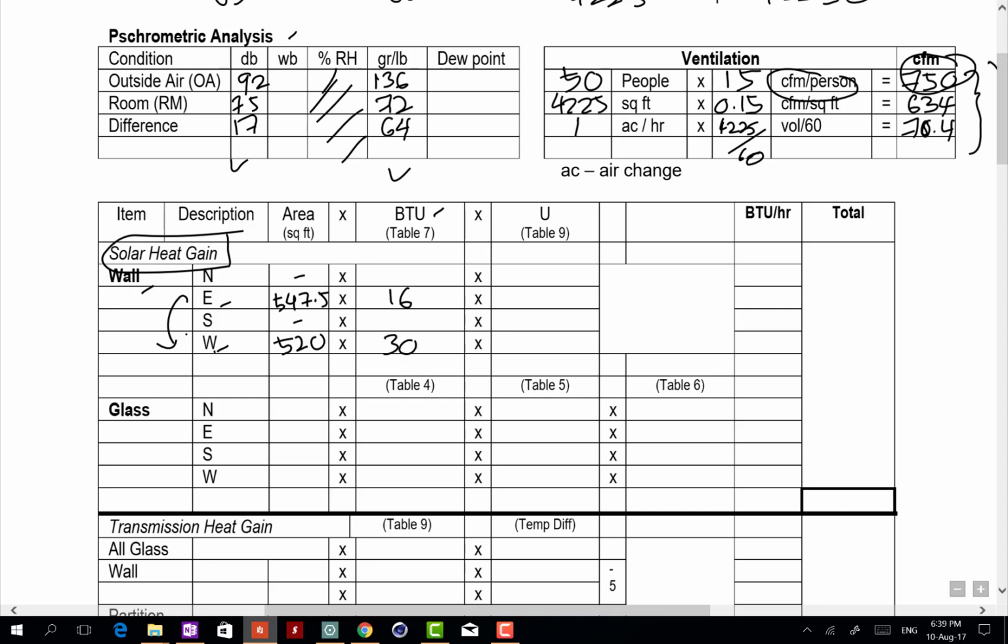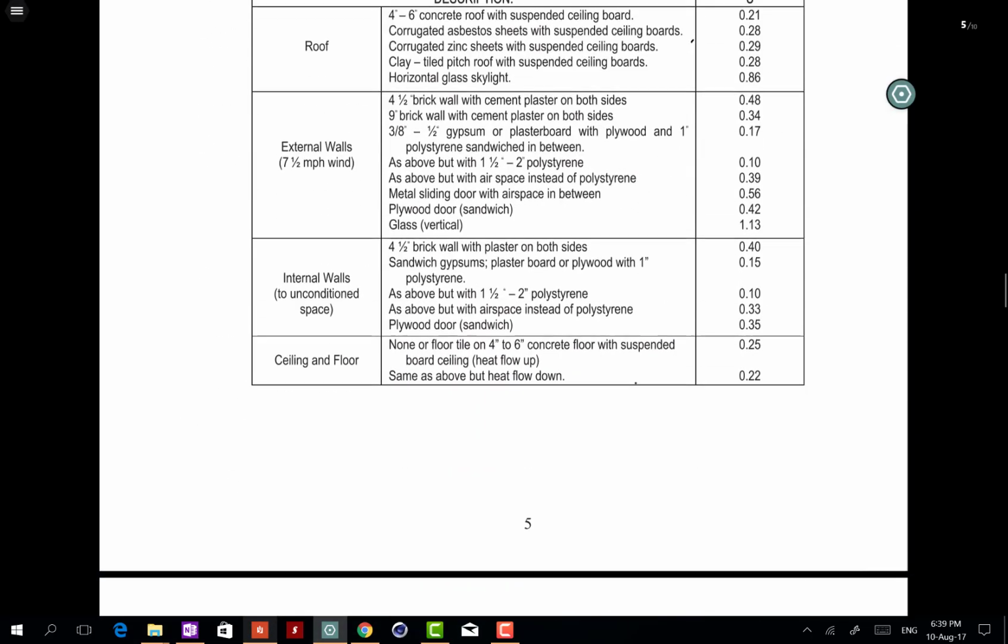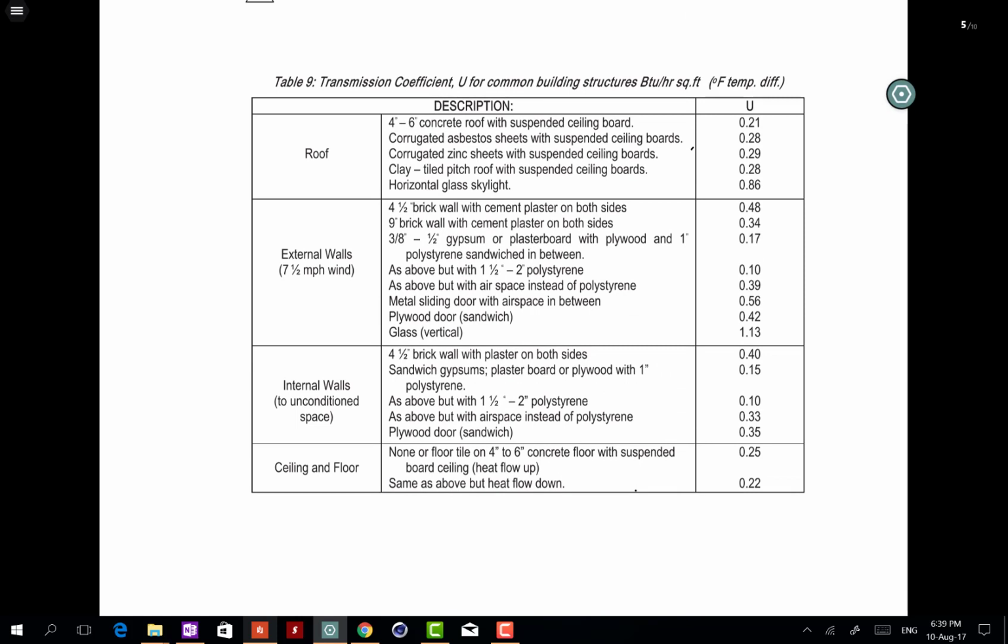And the last part for solar heat gain on east direction is the thermal coefficient. Okay, the thermal coefficient you get from table 9. So check again table 9. Okay, transmission coefficient for common building structures. Okay, so in this table we need to find the wall, right? The wall we have two types, external and also internal. External wall is the wall that is directly exposed to the sun, while internal wall is inside the building.